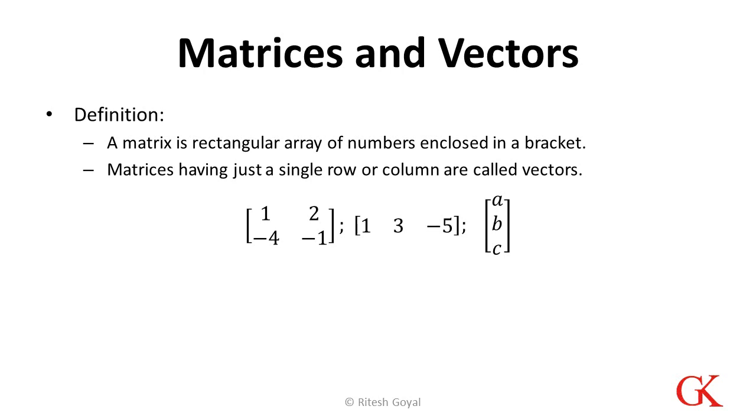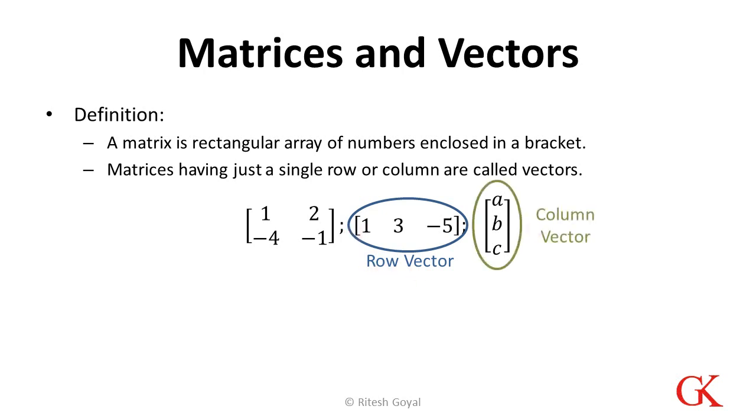Now we know what a matrix is, so what's a vector? A vector is nothing but a specific form of a matrix when it has a single row or single column. In this case, as we said, the second one has one row, so it's a vector. The third one has one column, so it's a vector. When it has one row, it's called a row vector, and when it has one column, it's called a column vector.